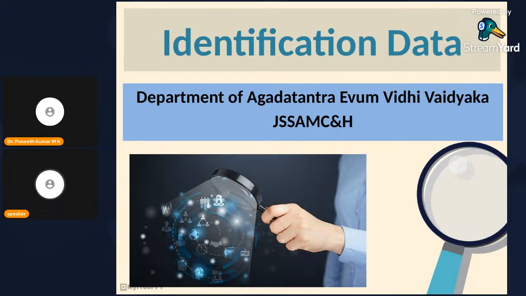Among them, first I'll start with identification data. This data is based on the fact that each and every person has unique and peculiar characteristics, and each person is different from another. Based on that, identification data is given importance in forensic medicine.